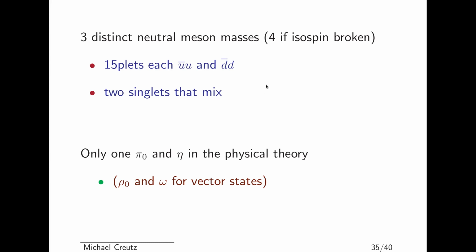In the physical theory, this is different than in the physical theory, where there's only one pi naught and one eta. You can give exactly the same argument for the vectors. The rho and the omega are not degenerate with each other because they have different symmetries.